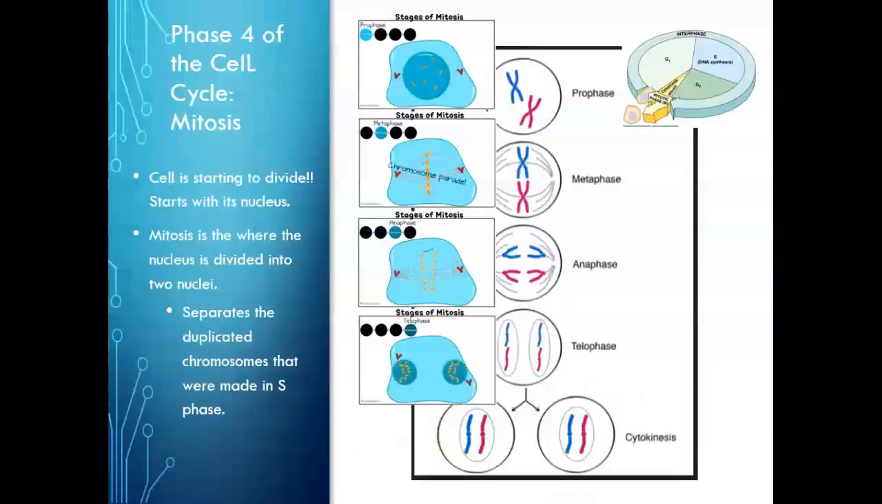So technically, the fourth phase of the cell cycle is mitosis. So that's what we're focusing on right now. There are four steps, 4 phases of mitosis.